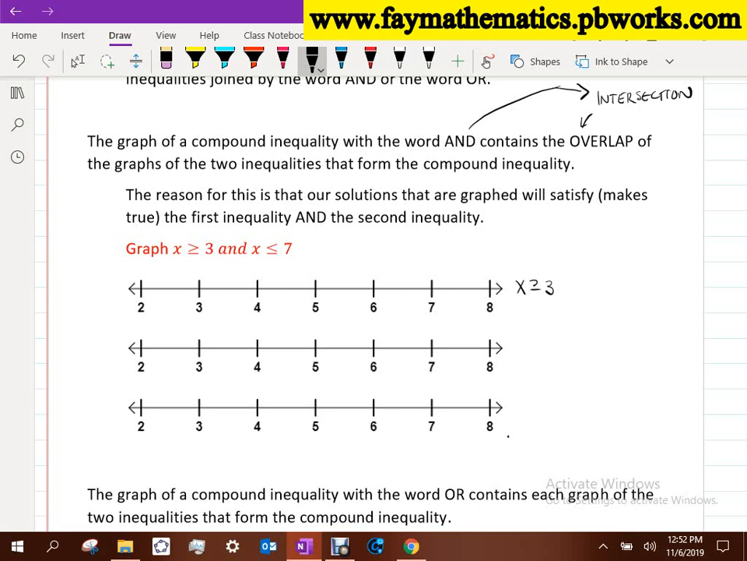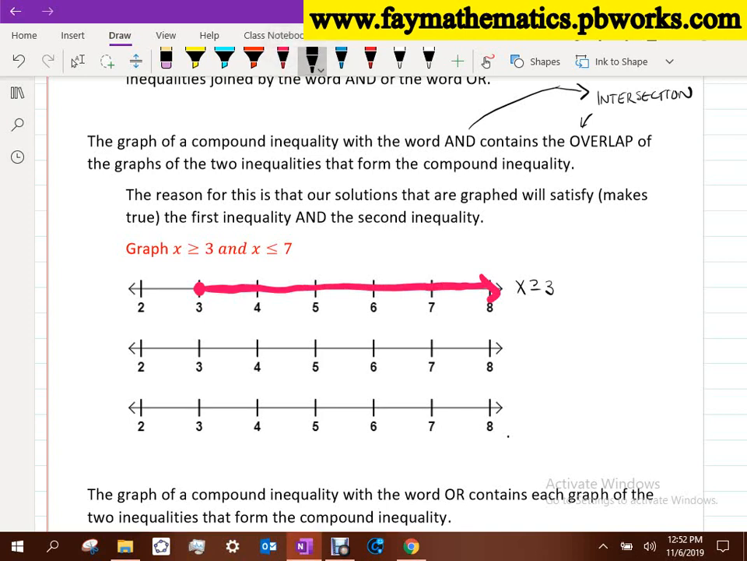If x is greater than or equal to 3, what kind of dot do I use? Closed dot. At what number? 3. And now, greater than or equal to would mean change which direction? Right. All right, so that is x is greater than or equal to 3. Everybody agree with that? Yes.